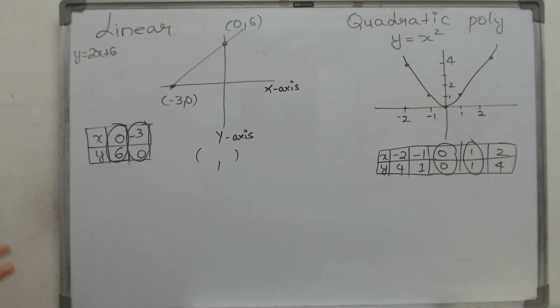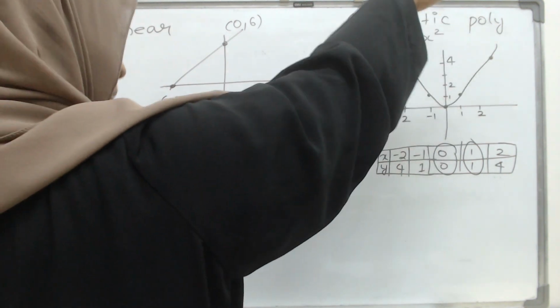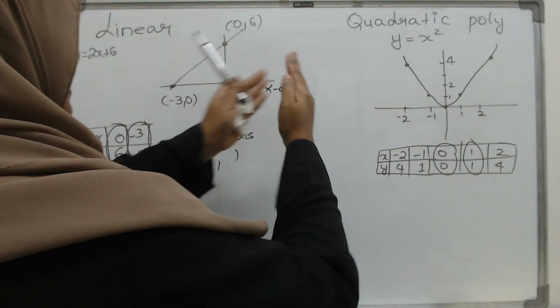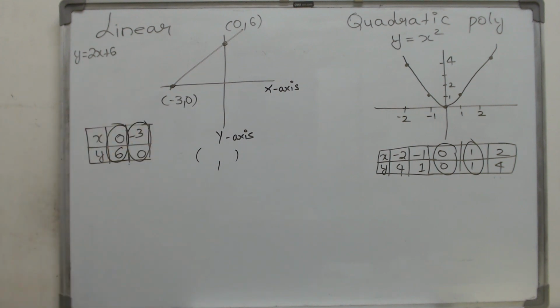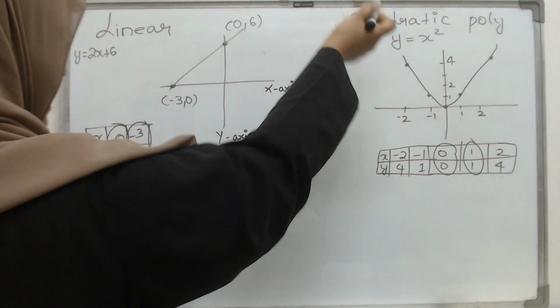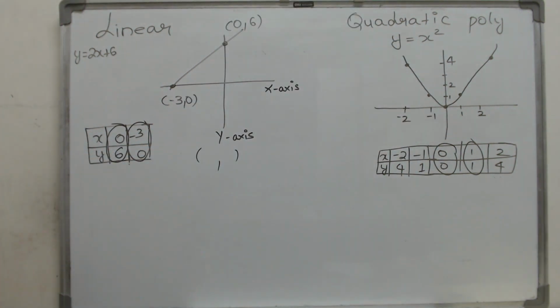Now the location of the parabola may change. Now this looks up. Some of the parabolas will look down. The width of the parabola may change, the location may change, but it will always be a parabola. And similarly, when you start from here, you can get a quadratic polynomial.